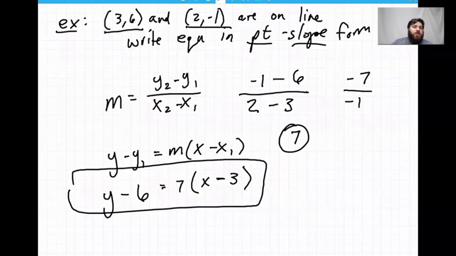Now, if they asked the same question, but they said, write it in slope-intercept form, then I would just solve for y. I would distribute the 7 and then add the 6 to both sides. And that would give me slope-intercept form. If it said write it in standard form, I would do the same process, but I would just make sure that my 7x, when I moved it over, I'd switch it to a negative, and then I'd multiply by -1 at the end to make that a positive 7, and the y already has a coefficient that's not a fraction. So I would just put it in that form. You just put it in whatever form they ask you to put it in. Okay? All right.